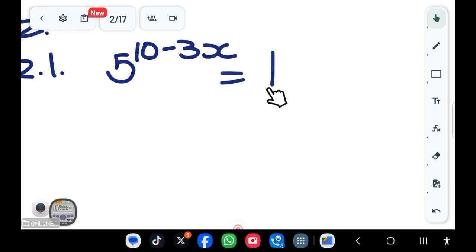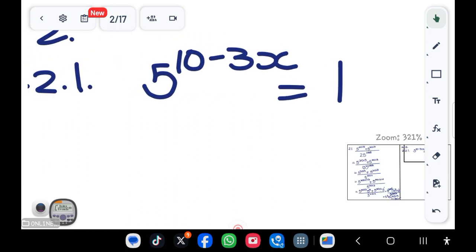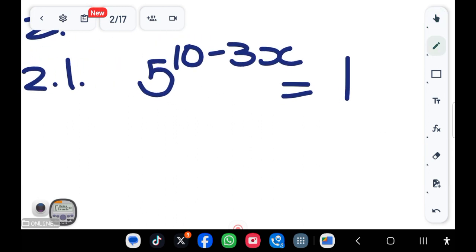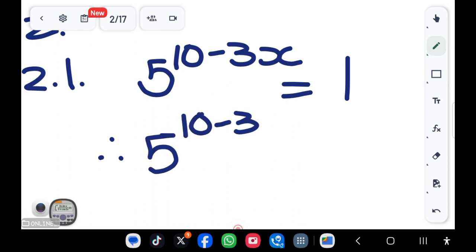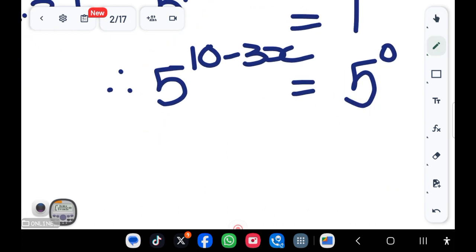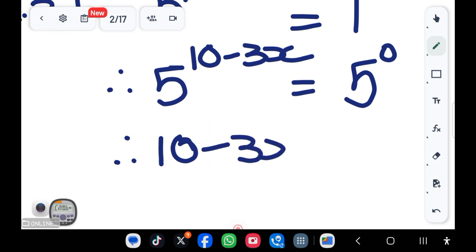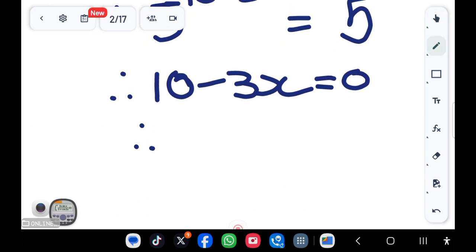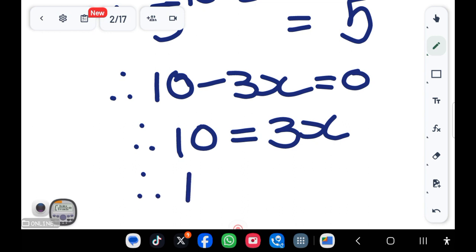So step number 1 is to change 1 into a power with the base 5. Now we know that 1 can be anything to the power of 0. So that's exactly what we do. Change that into 5 to the power of 0. Now you've got powers of the same base equal, which was the goal. You simply equate the exponents. And now you solve like you would any linear equation. Now divide both sides by 3.